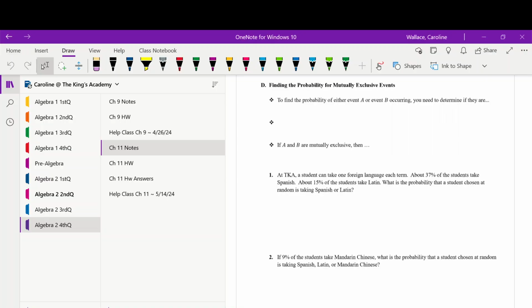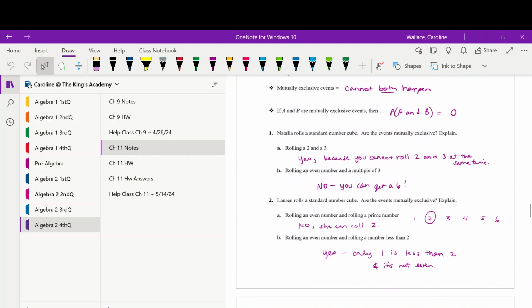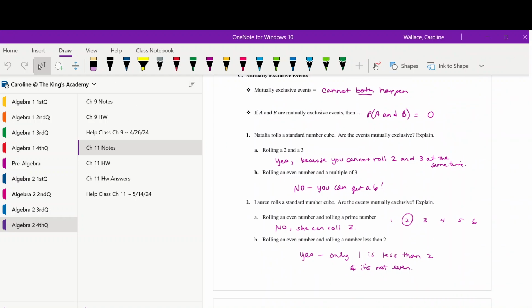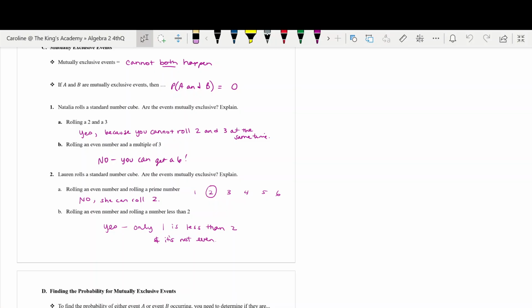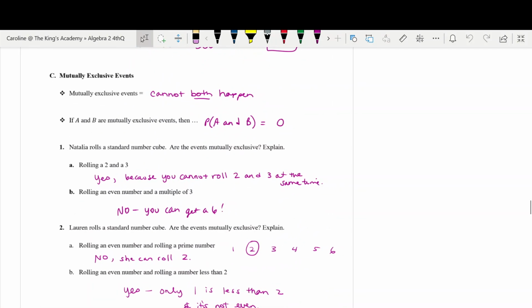Now the second half of 11.3 is very similar to the first half, but we're going to build on it a little bit. So can someone in your own words explain what mutually exclusive means? Riley? Correct. So two things or events that cannot happen at the same time is mutually exclusive, excluded, or separate.